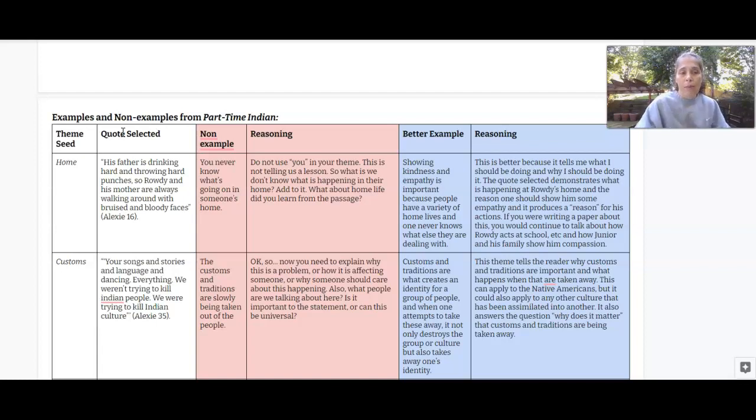Notice this MLA format, right? No period here. We ended the quote here. The period goes at the end. We have the author's last name and page number. This is what MLA format should look like every single time.